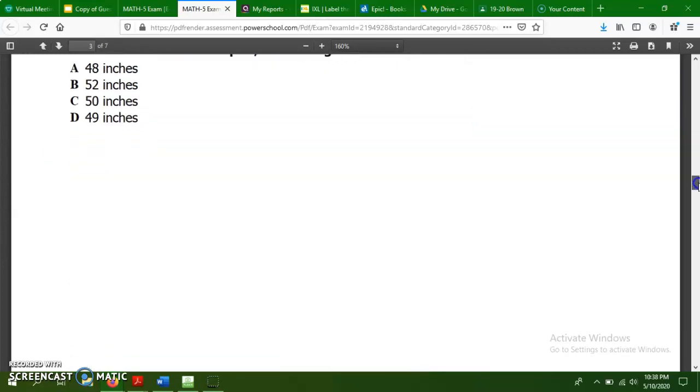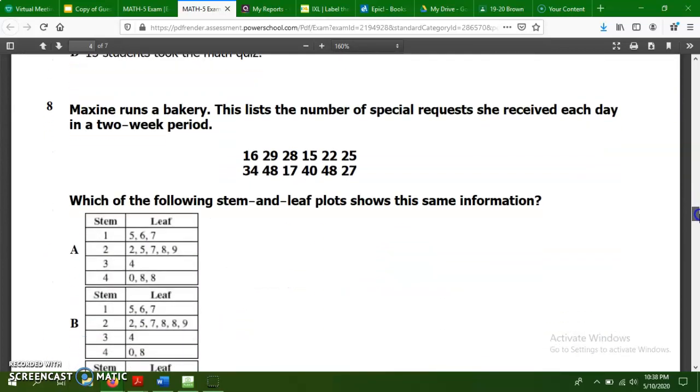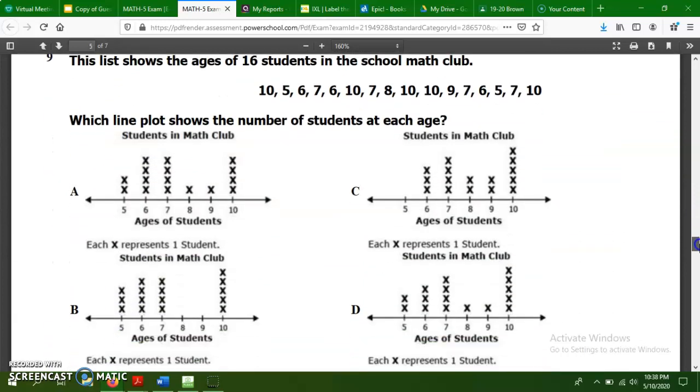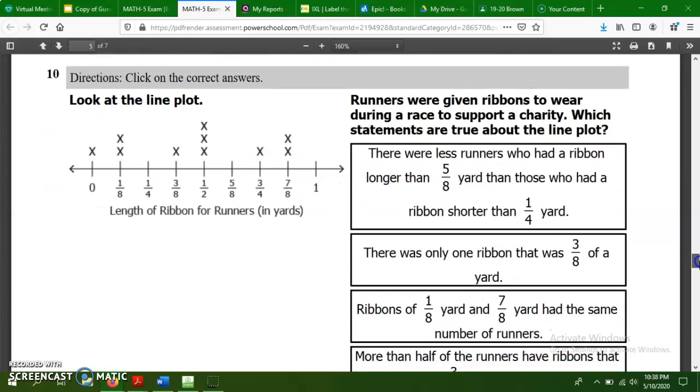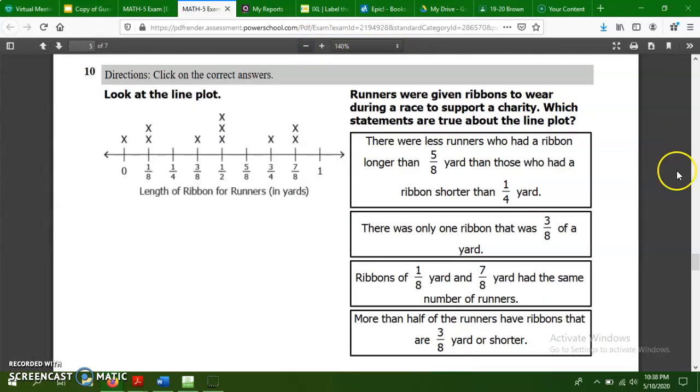Next would be number 10. Question 10, these questions tend to be a little trickier because they are a TEI. You've got to pick all correct answers, and there's a lot of reading. And I know when we're on a math test, some of us don't like to do a whole lot of reading, but pretty much what I would have done is read one and checked it to the graph.